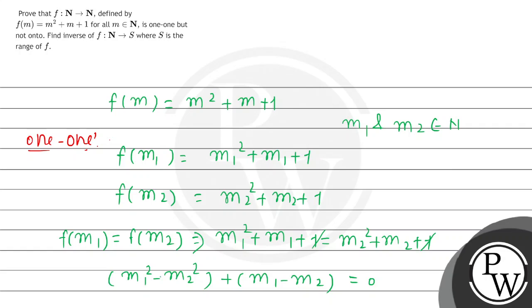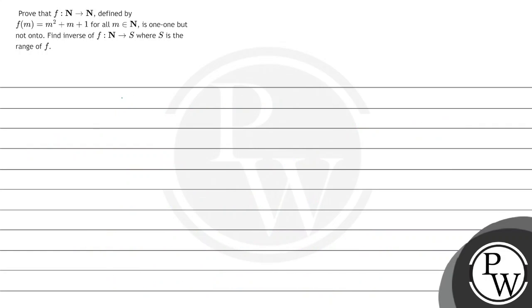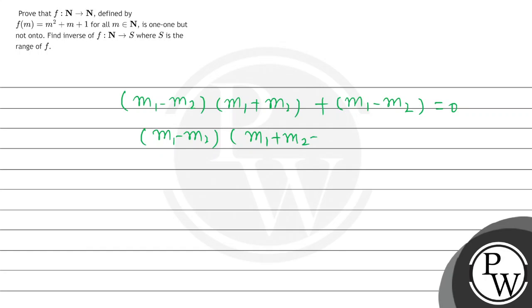तो a स्क्वायर माइनस बी स्क्वायर का फॉर्मूला यहाँ दिख रहा है मुझे. तो m1 माइनस m2 इंटू m1 प्लस m2 प्लस 1 इज इक्वल टू 0। अब हम यहाँ कॉमन ले लेते हैं तो m1 माइनस m2 और m1 प्लस m2 प्लस 1 हो जाएगा इज इक्वल टू 0। तो फाइनली वी हैव सीन दैट m1 is equal to m2. We have found finally that m1 is equal to m2.